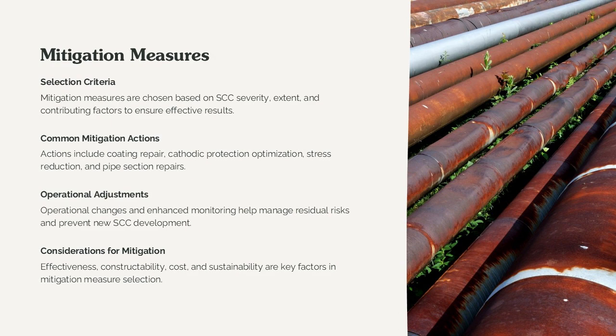contributing factors. Common mitigation actions include coating repair or replacement, cathodic protection optimization, stress reduction through pressure management, and removal or repair of cracked pipe sections. In some cases, operational changes or enhanced monitoring may be implemented to manage residual risk. Effective mitigation not only addresses existing damage but also reduces the likelihood of future SCC initiation and growth. The selection of mitigation measures should consider technical effectiveness, constructability, cost, and long-term sustainability.